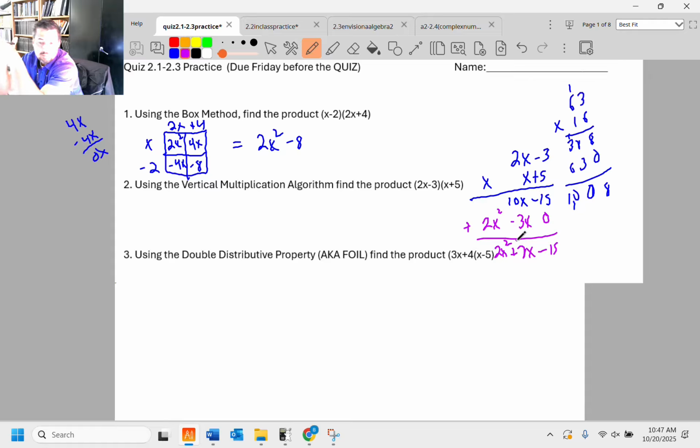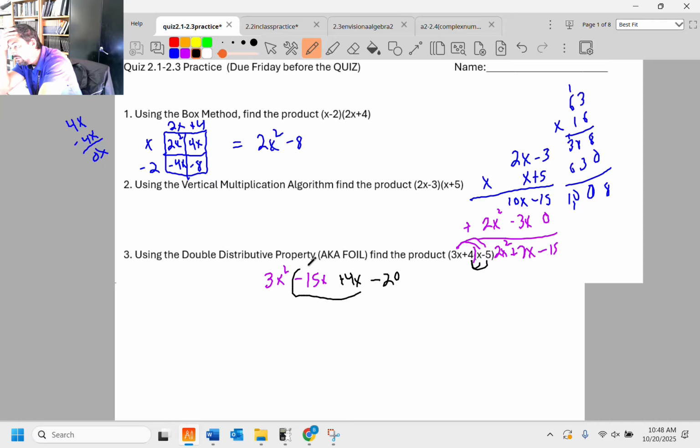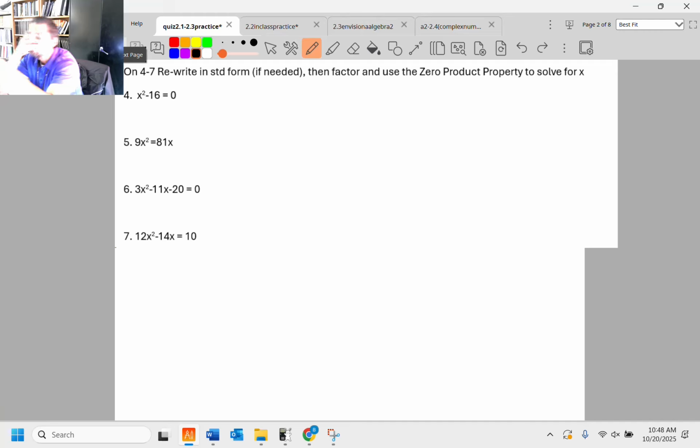Using the double distributive property, aka the FOIL method, do 3x plus 4 times x minus 5. I'm missing a parentheses there, aren't I? If I can get a kid to draw arrows, they get these things. 3x times x is 3x squared. 3x times -5 is minus 15x. And that's the hard part, is getting a kid to just draw arrows. 4 times x is plus 4x. 4 times a -5 is minus 20. These two pieces can be put together. -15 plus 4 is -11. Ta-da!